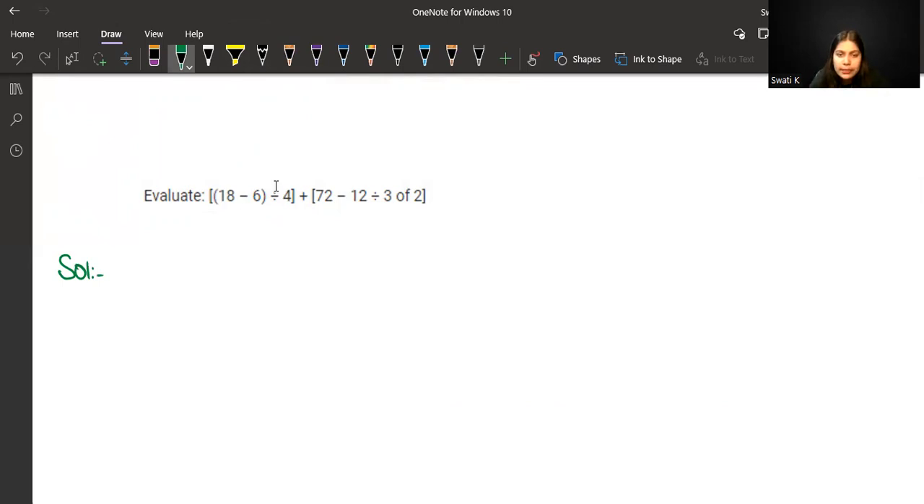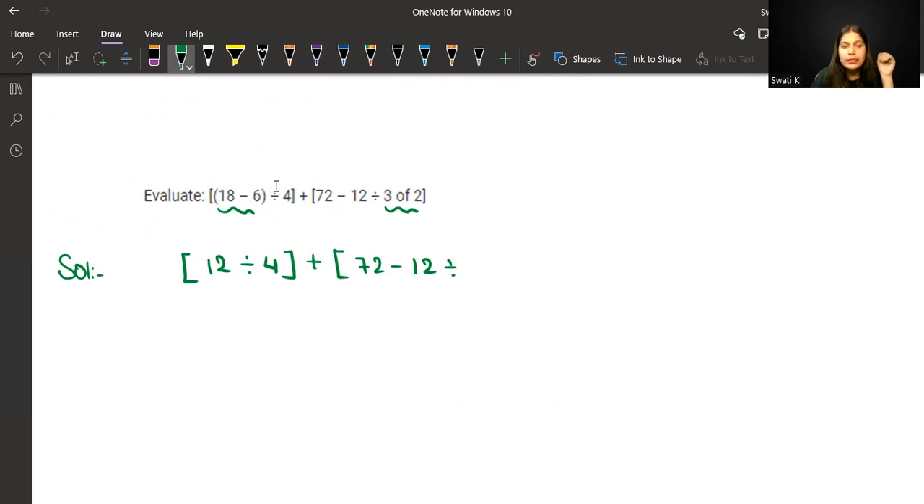So of course, this part you have to do first, right? Okay, no, that part you don't have to do first. You have to do this part first because we have bracket before off, right? So you have to solve 18 minus 6 first, that is 12. And then now you have to keep it as it is. You don't have to solve this first. Plus 72 minus 12 divided by 3 of 2, you can solve this. It is almost in the same step only, but yeah, that will be okay.